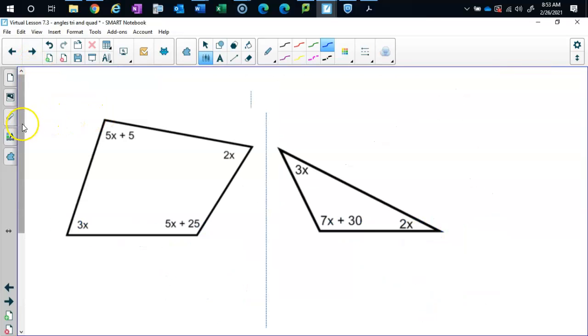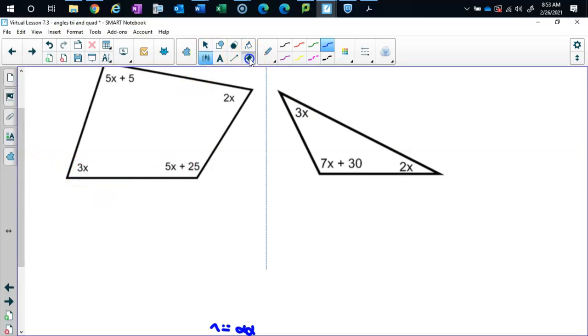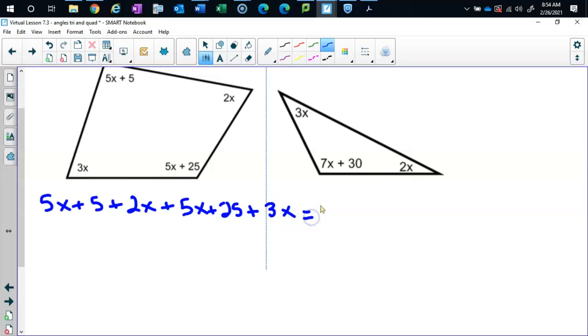All right, now, these are more complicated. Why? Because the angles, there's a lot of x's. All right, so same process though. So in this quadrilateral, I am going to write this equation. 5x plus 5 plus 2x plus 5x plus 25 plus 3x equals 360. Guys, write that down now.